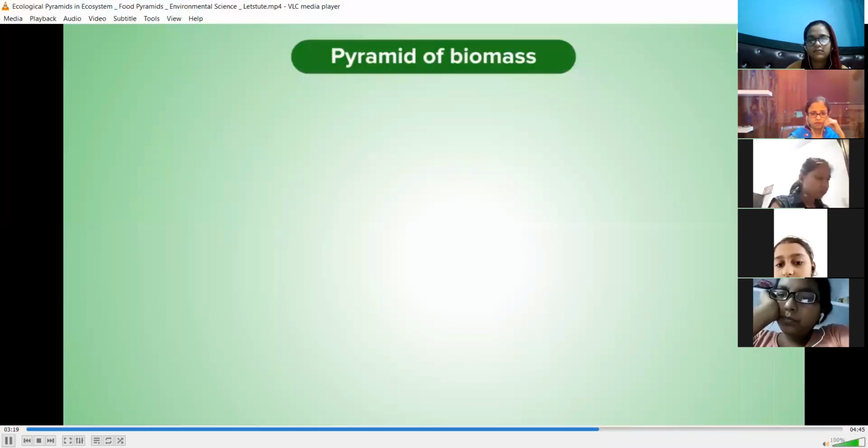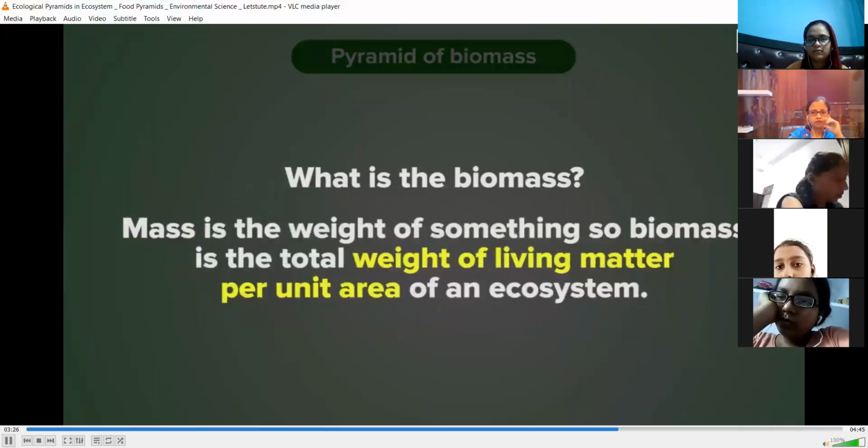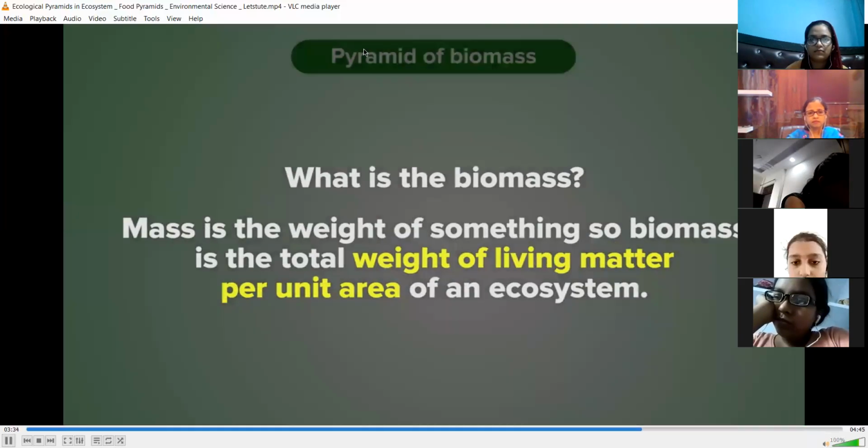The third type of pyramid is the pyramid of biomass. What is biomass, you might ask? Mass is the weight of something. So, biomass is the total weight of living matter per unit area of an ecosystem.